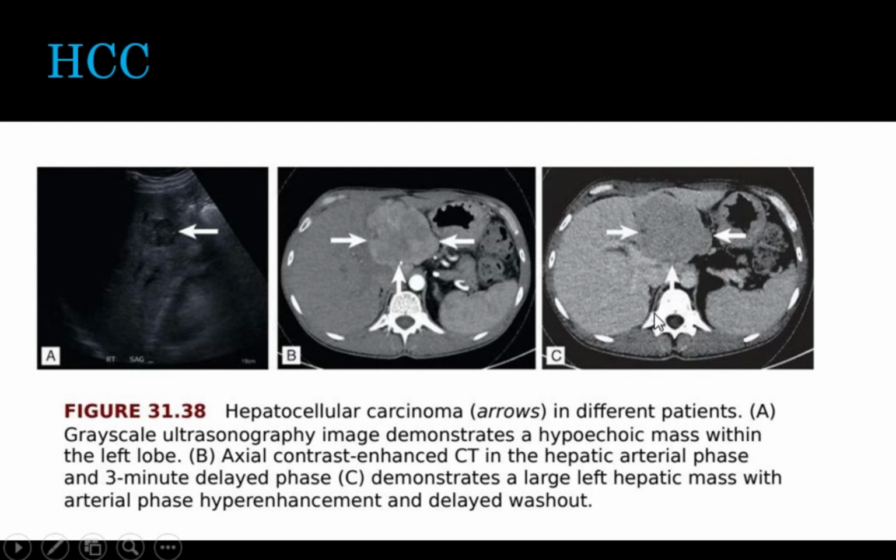Because if you remember, in hemangioma, it was even filled in with contrast. In FNH, it was iso to the background liver. But here there is washout. You see, it is less dense compared to the surrounding liver.